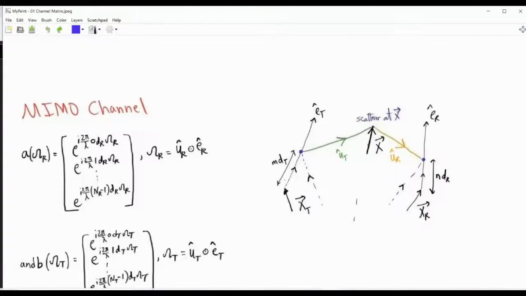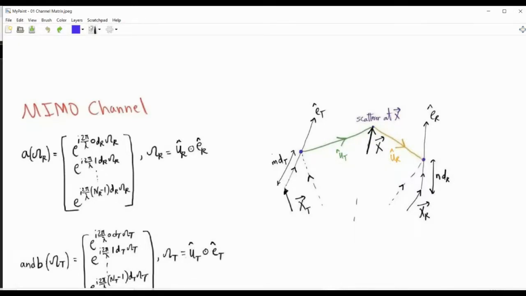Hello, welcome back. So basically, we'll continue our study of the MIMO channel. MIMO channel means multiple input, multiple output channel. It's a general term, but in the context of wireless communications, this is just the use of multiple antennas at the transmit side and the receive side.